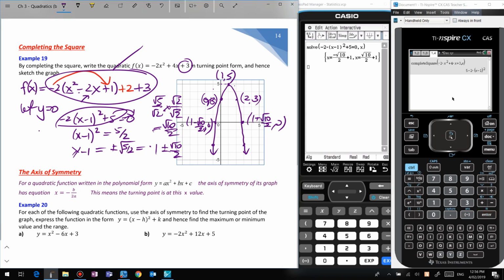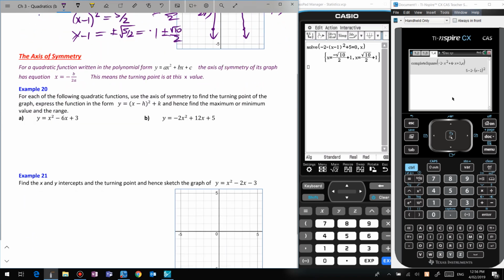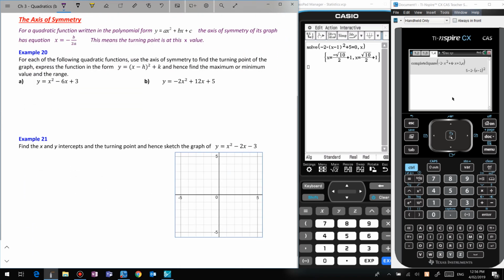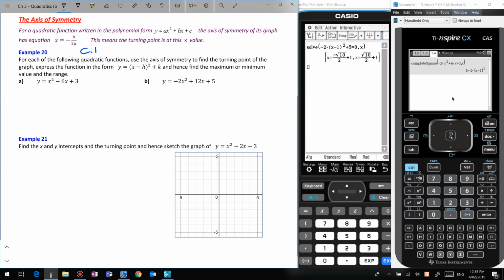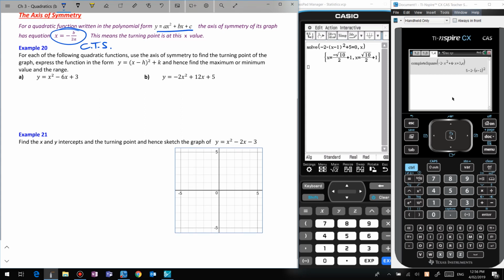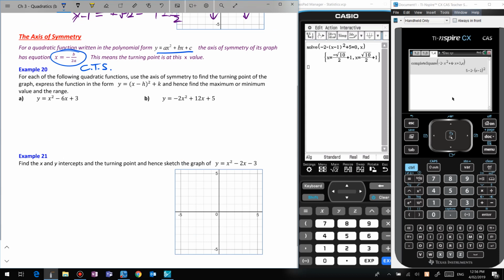Okay, so you know how to graph on both calculators, you know how to find the turning point on both calculators, you know how to find the x-intercepts on both calculators. The axis of symmetry is the turning point. Now there's a few ways you can find the turning point that you know of now. The first one is to complete the square. That'll give you the turning point. The x value of the turning point is always negative b on 2a, where y equals ax squared plus bx plus c. It's also halfway between the x-intercepts.